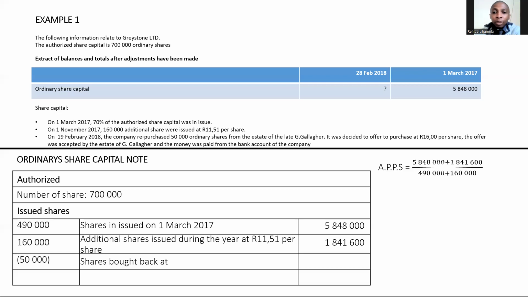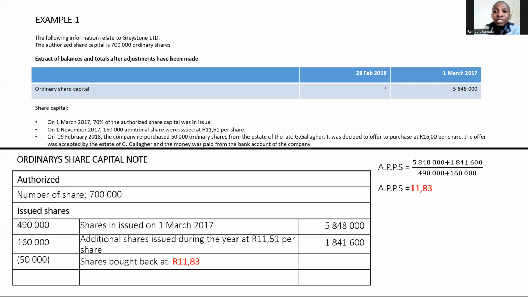As I've explained, it's 5,848,000 plus 1,841,600 rands. You divide it by 490,000 shares plus 160,000 shares. These are simply the number of shares that have been issued, and that will give me 11 Rand 83. When you calculate your average price per share, make sure you round it off to 2 decimal places. That's why I will get that 11.83. That becomes my price for the buyback, which is the original cost of these shares that were bought back.